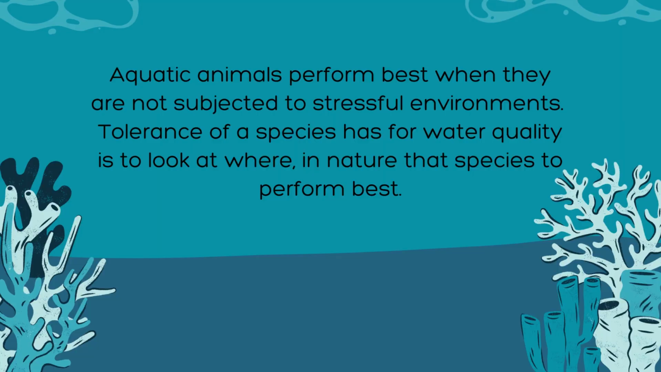Aquatic animals perform best when they are not subjected to stressful environments. To determine the tolerance a species has for water quality, look at where in nature that species performs best, such as tuna in seawater, and tilapia and catfish that can be found in freshwaters.